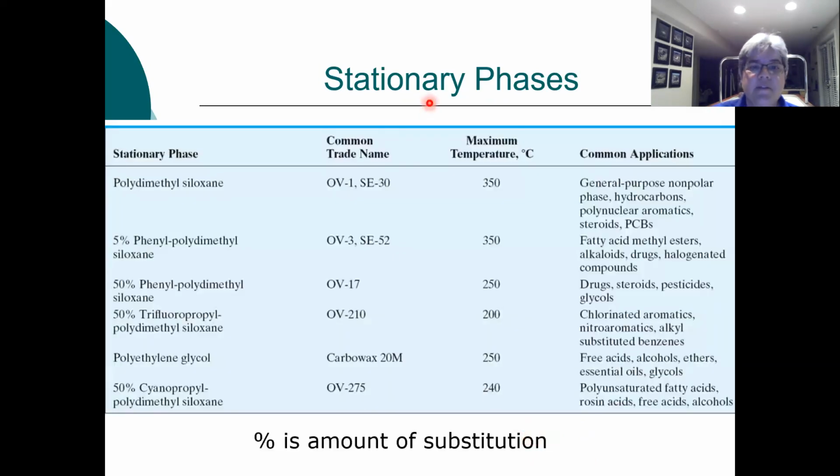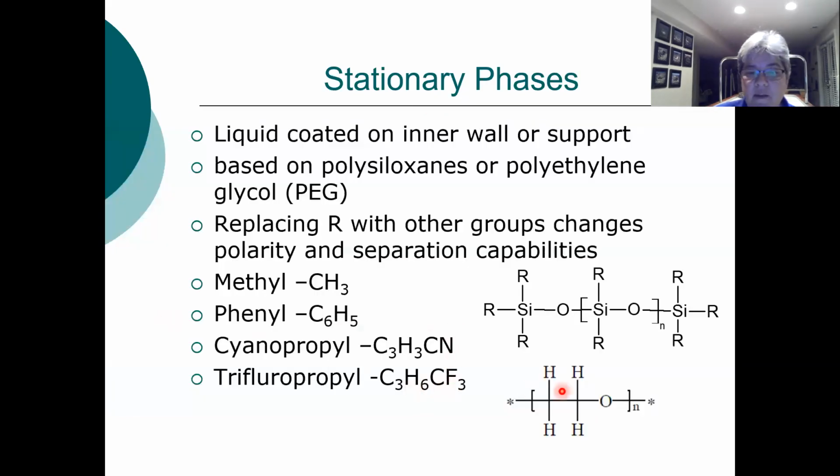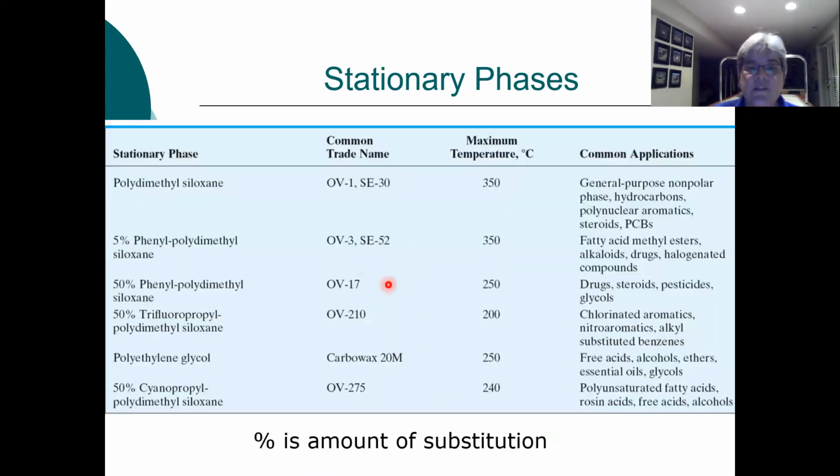Okay, so we have different stationary phases, and notice this is the one with methyl. Here's one where we have 5% phenyl groups. Here's one where we have 50% of the trifluoropropyl, so 50% of the R's have been replaced with this. And notice that these different kinds of columns are used to separate different kinds of molecules.